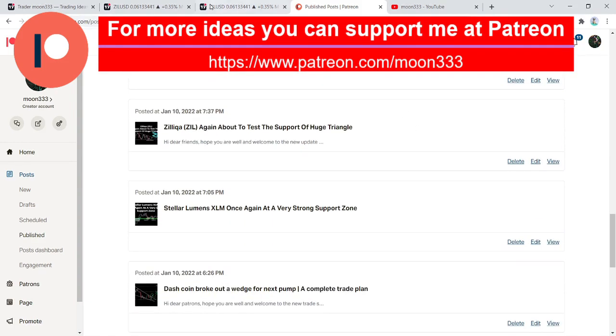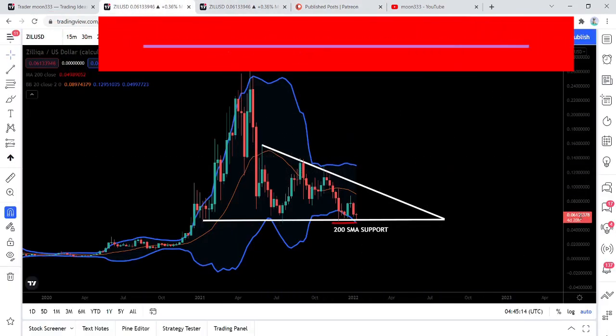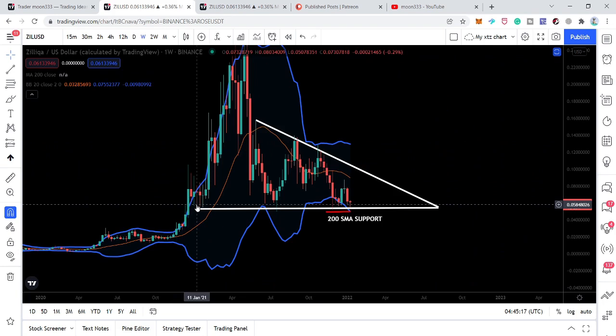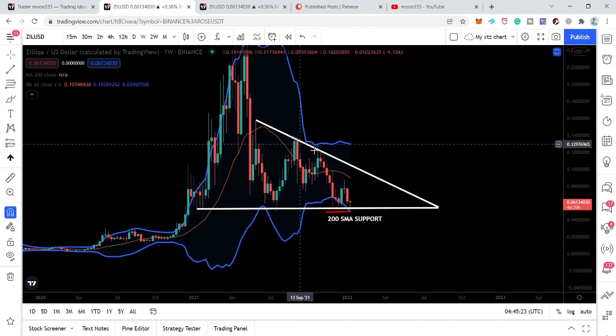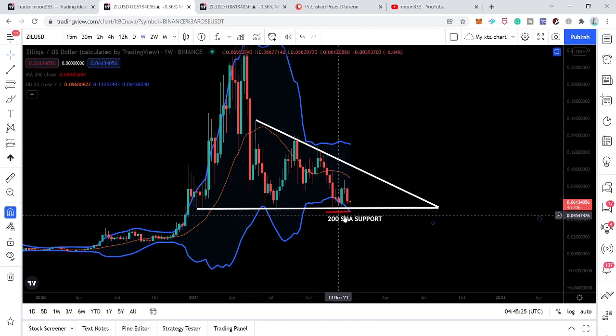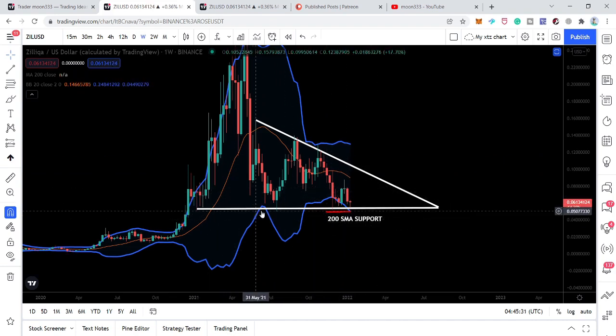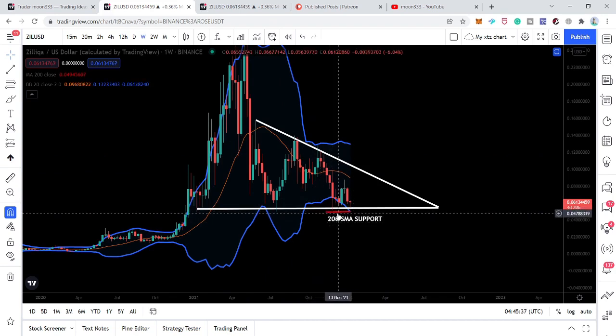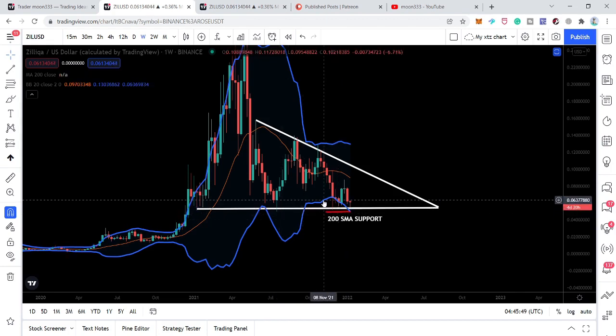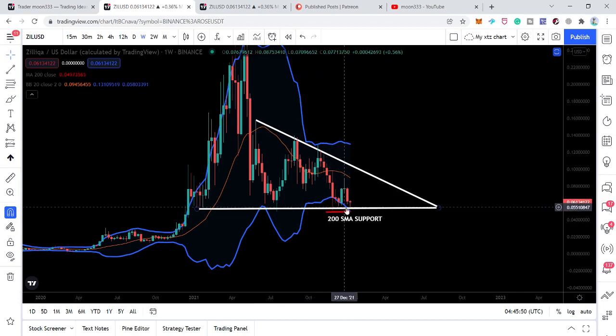So let's move back to this chart, and here we can see that the price line has been moving in this triangle since January 2021. First, we tested the support here, then we had several rejections, then we had several touch points at the support. Right now, we are not only having the support of the descending triangle, we are also having the support of this 200. This red line is the 200 weekly simple moving average. That is very, very strong support, especially on this long-term weekly time frame. And we are also having the support of the lower band of the Bollinger Bands as well.